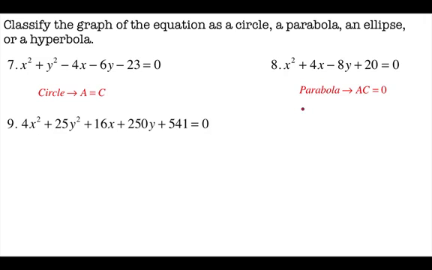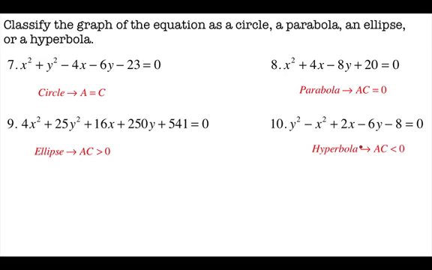Number 9. Look at the A and the C. And notice that the product is greater than 0. So that's why this is an ellipse. And finally, number 10, which is the last problem in this video, the conic is a hyperbola because A times C is less than 0.